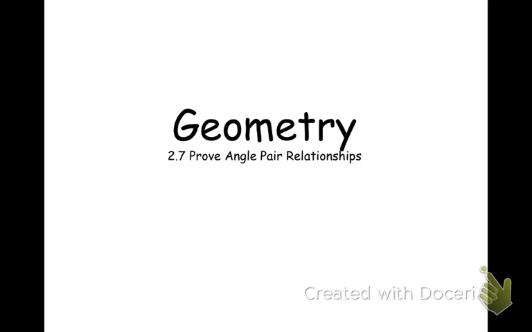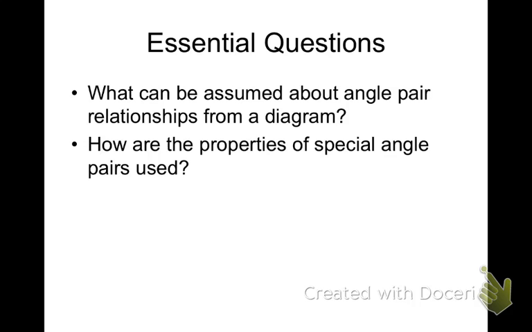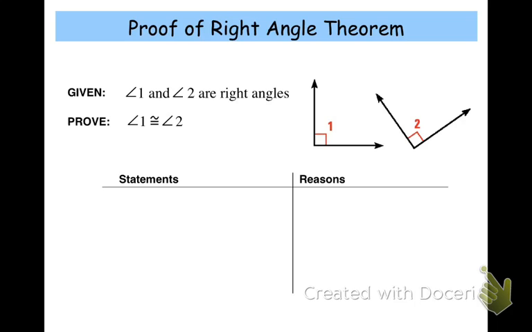We're going to prove angle pair relationships in this video. And we have two essential questions to take a look at. What can be assumed about angle pair relationships from a diagram? And how are the properties of special angle pairs used? And again, we're going to see some two-column proofs involving these angle pair relationships.